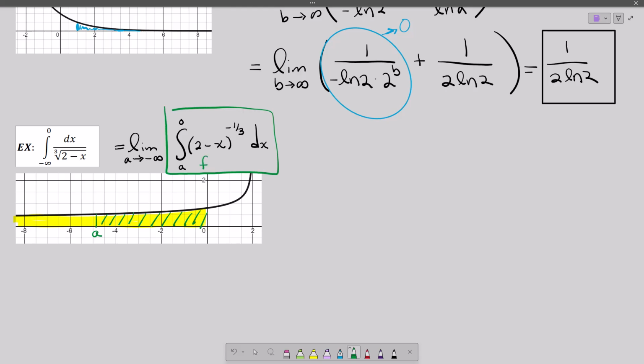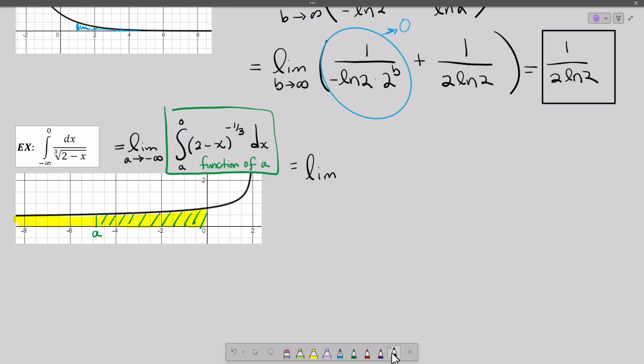This in here is going to be a function of A. And then we just take the limit as A goes to infinity. So this is our setup stage. Anytime we have an improper integral, the first word is limit. We always have to write limit first. And then we'll do the definite integral part.